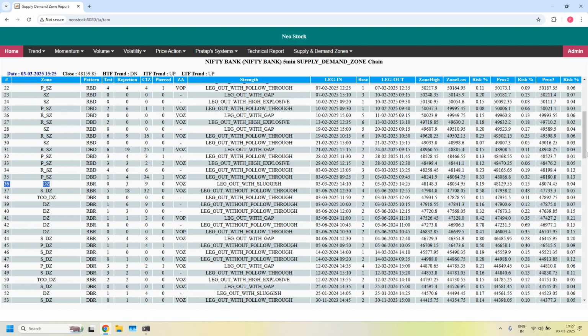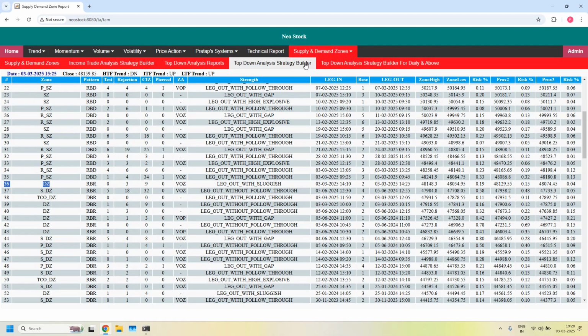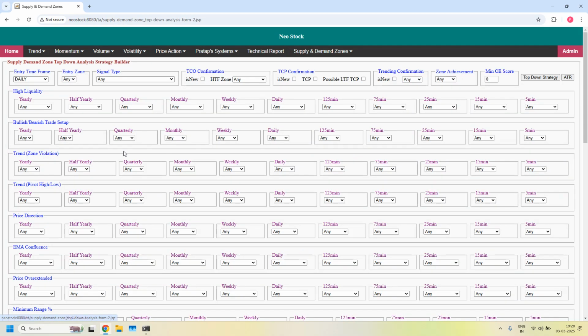The next reports are bullish and bearish trade setups for all the 4 income trades: monthly, weekly, daily and hourly income trades. So let me start with the bullish trade setup for monthly income trade. Entry time frame daily. Entry is on demand zone in bullish or bearish trade setup. At daily I am selecting bullish.